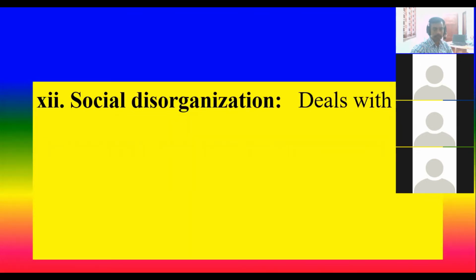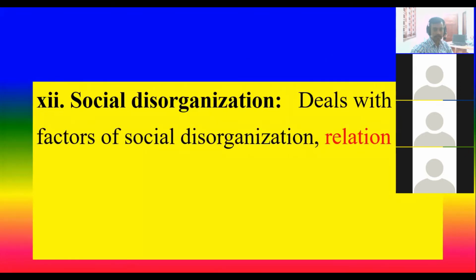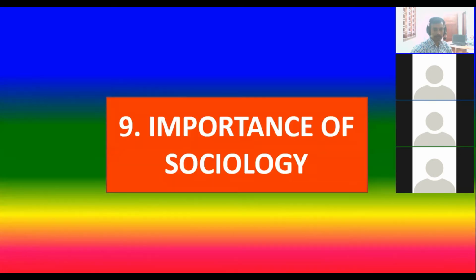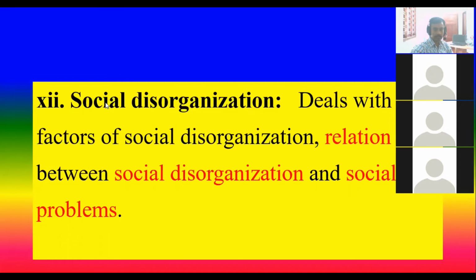12th one, social disorganization. It deals with the factors of disorganization in society, and the relation between social disorganization and social problems. Students, this is a topic we will learn in detail in the last unit, about what causes social problems and how to solve them.